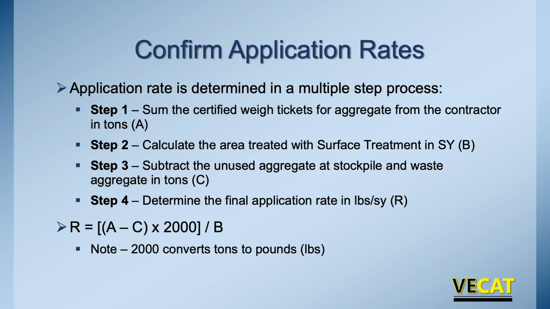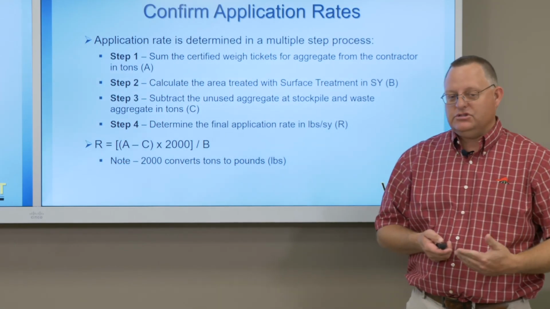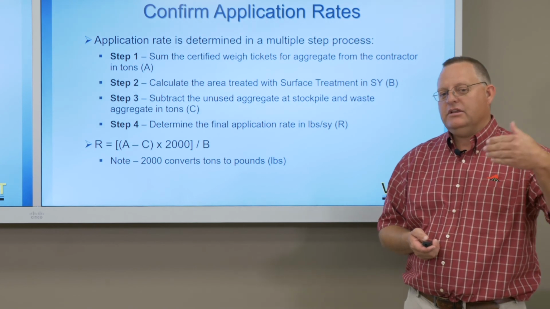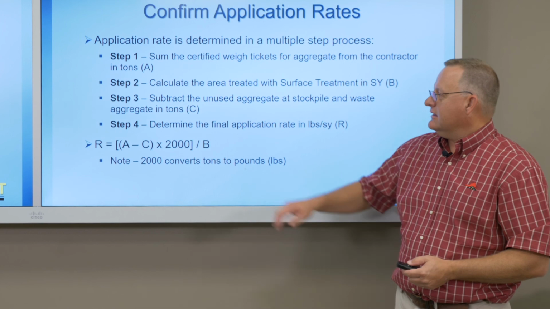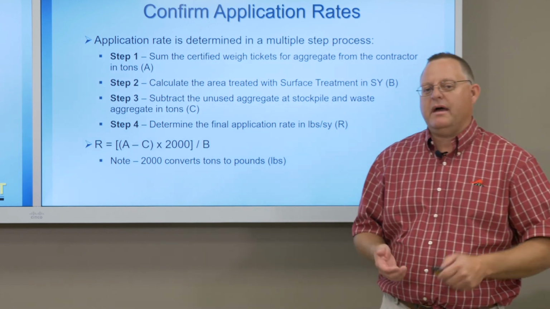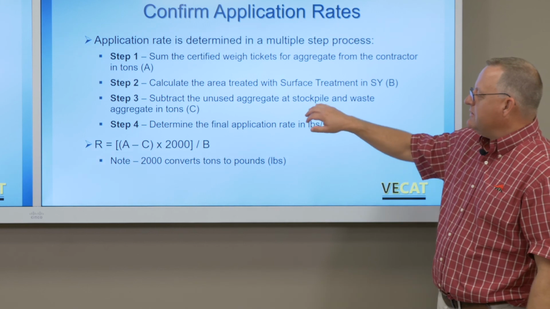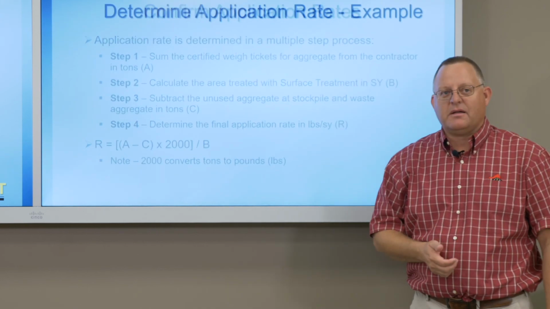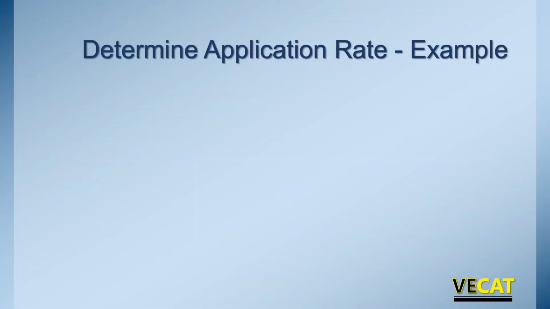So you need to go through all these steps to make sure how many tons of aggregate were actually used on a project, because not everything shipped is used. So you need to know how much was actually used out on that project to get the correct amount of application rate. You may say, how in the world do we know how much aggregate was unused or still stockpiled? There are ways to do that. We'll touch on it in just a moment.